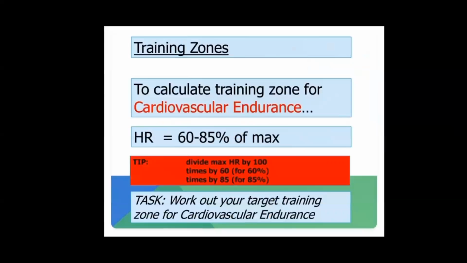Training zones. To calculate the training zone for cardiovascular endurance, the heart rate is 60 to 85% of max. Divide the max heart rate by 100, then multiply by 60 for 60%, and by 85 for 85%. Work out your target training zone for cardiovascular endurance.